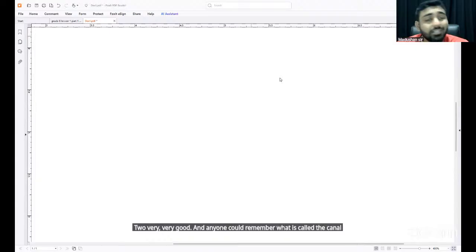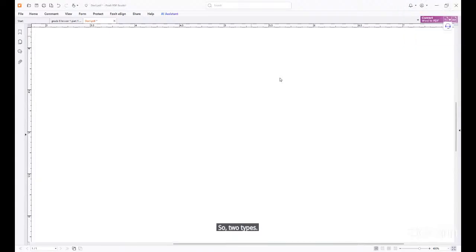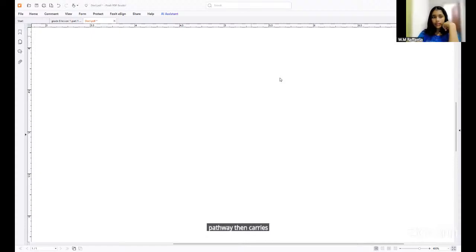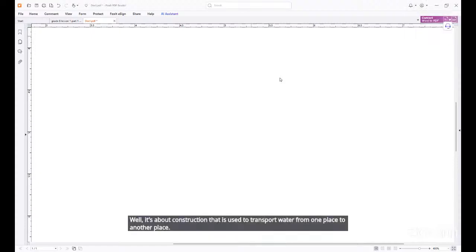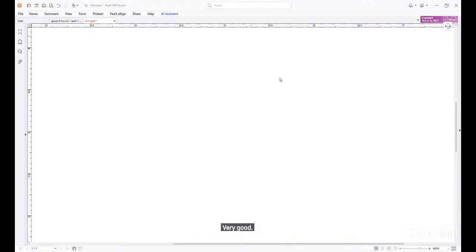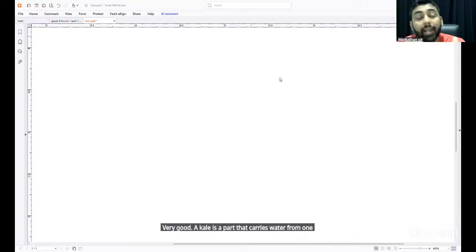And could anyone remember what is called a canal? Buddha, a canal? The canal is the water construction that carries water from one place to another place. Very good. A canal is a pathway that carries water from one place to another.